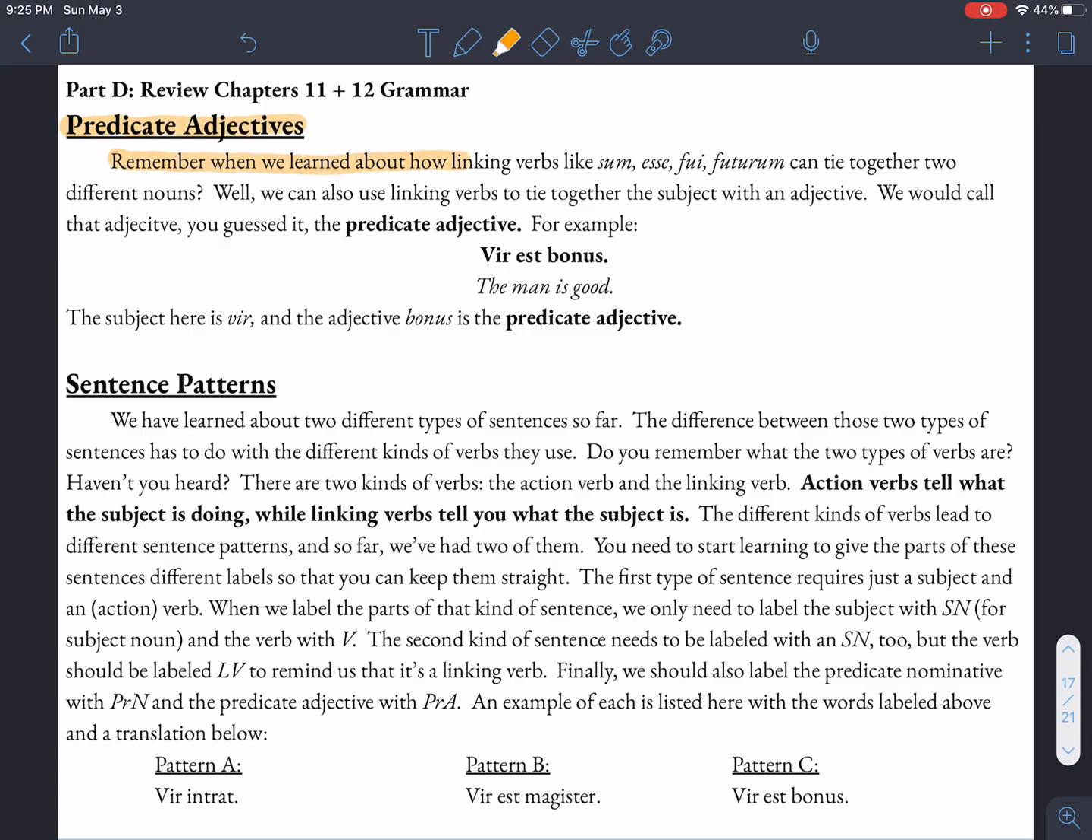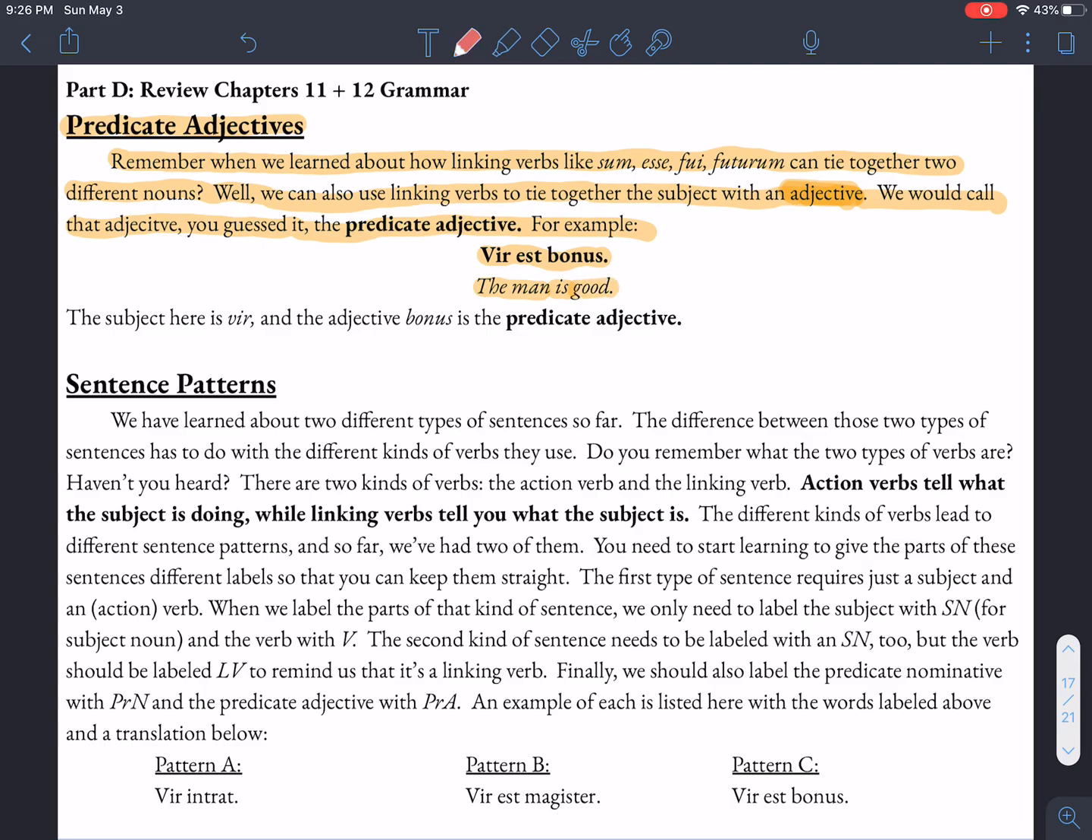Remember when we learned how linking verbs like sum, esse, fui, futurum can tie together two different nouns? Well, we can also use linking verbs to tie together the subject with an adjective. We would call that adjective, yep, you guessed it, the predicate adjective. For example, vir est bonus. Okay, the man is good.